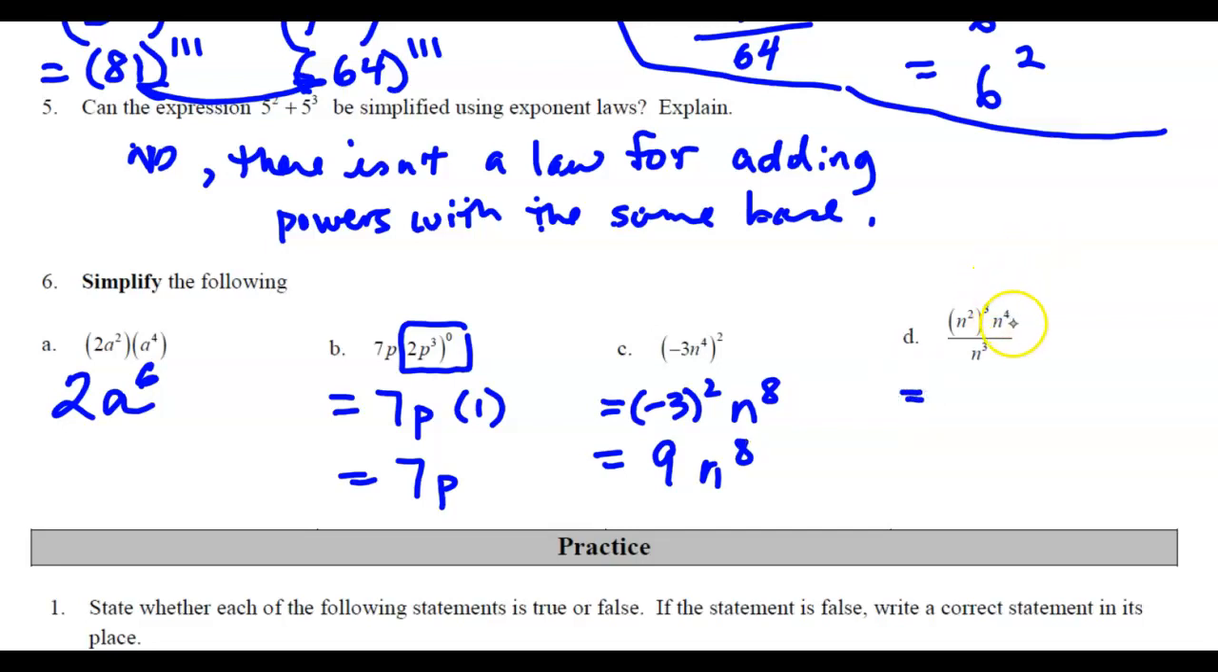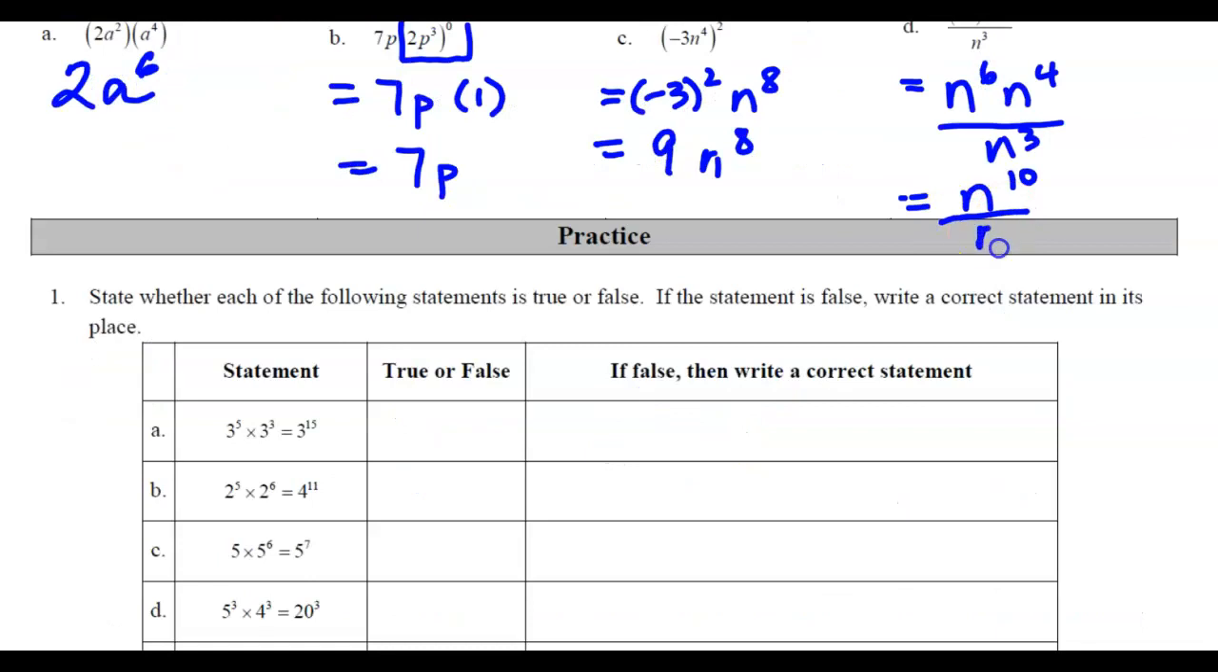Next one, again, order of operations. I've got to do this part first. Power of a power is n to the 6 times n to the 4th over n cubed. Then multiplying that, that's going to be n to the 10. You add the exponents, over n cubed. And then finally, n to the 7. Sometimes you can take steps. Sometimes it might just be 1 mark for that one. So if you want to do all of that in your head, you can.